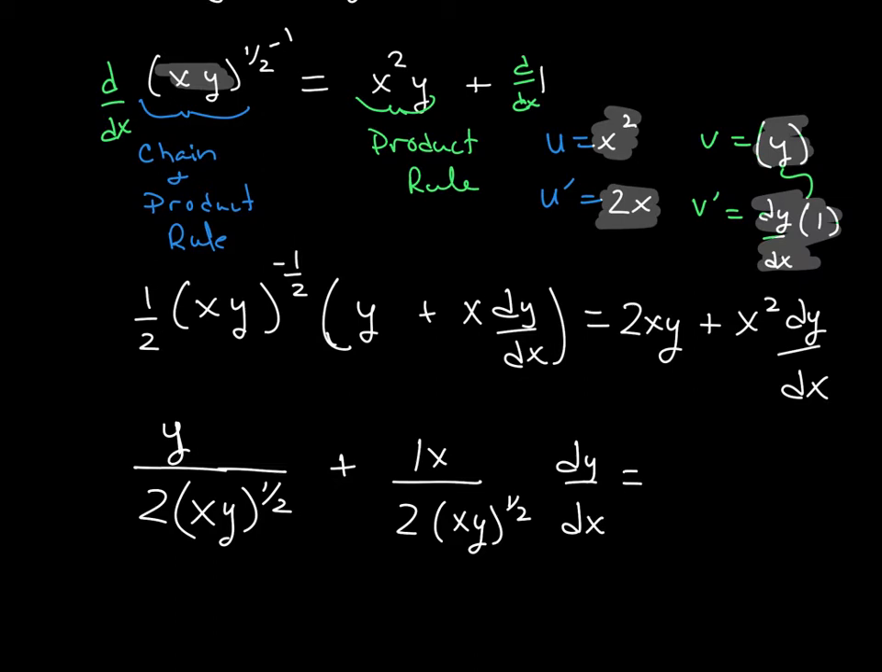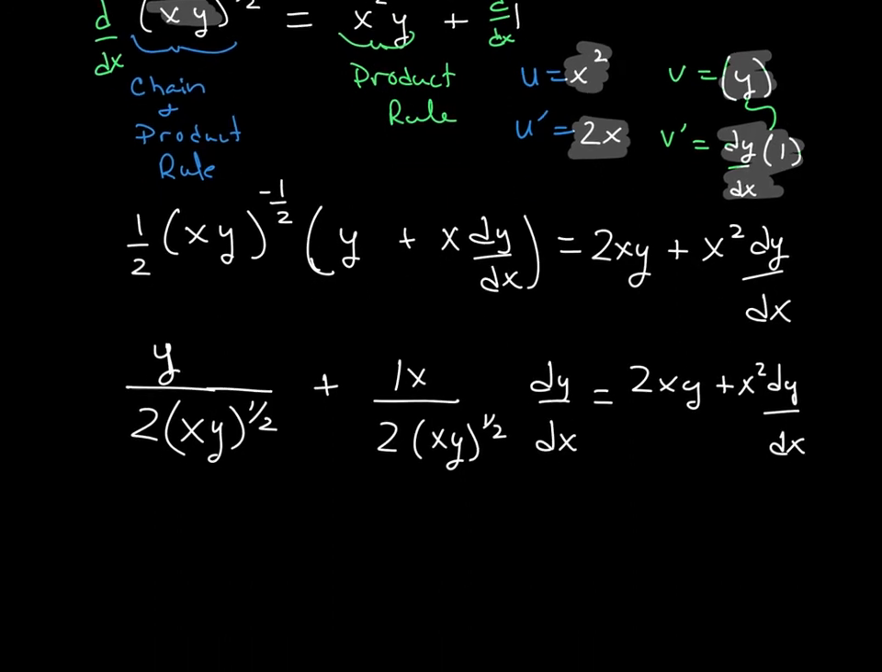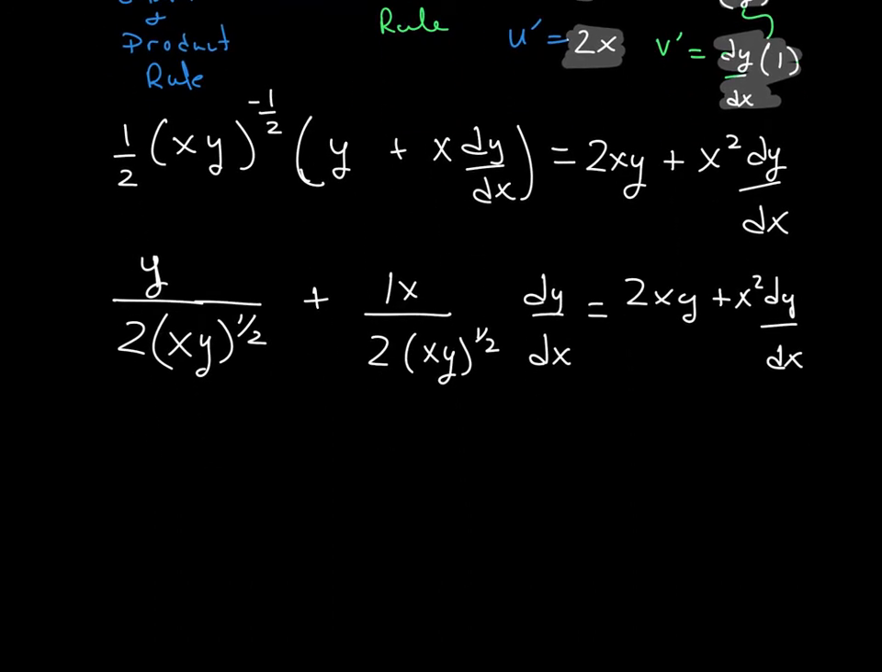And this is all equal to 2xy plus x squared dy dx. Now the next step to solving for the derivative is I need to isolate dy dx. Again, that's the goal. So what are the two terms that have that in them? The two terms that I have here and here. So the first thing I need to do is put those on the same side of the equation.